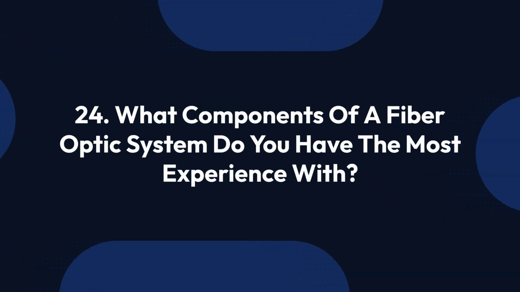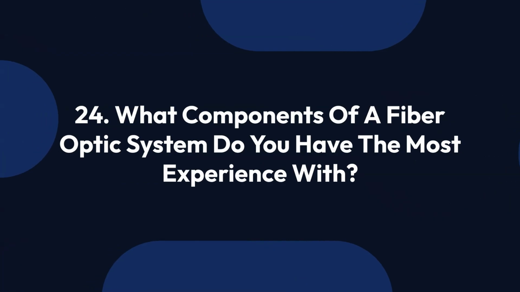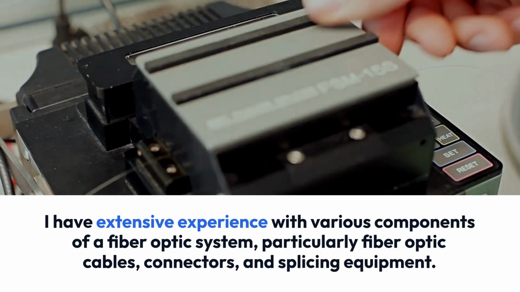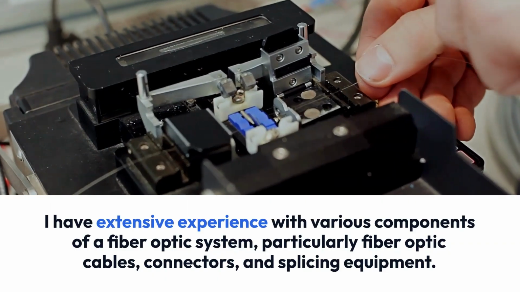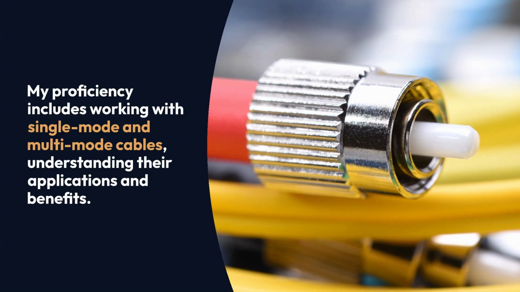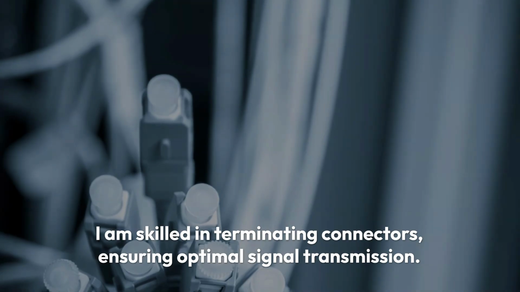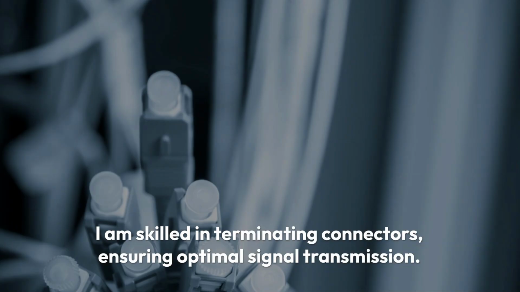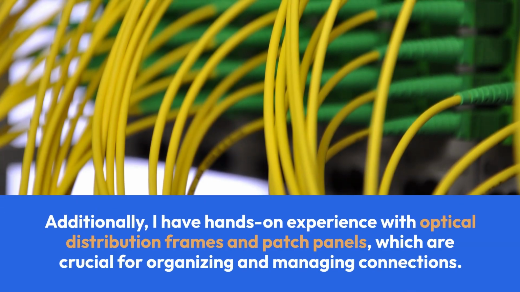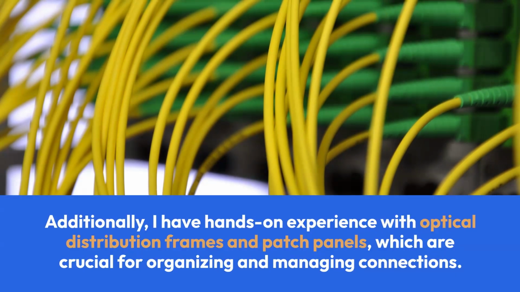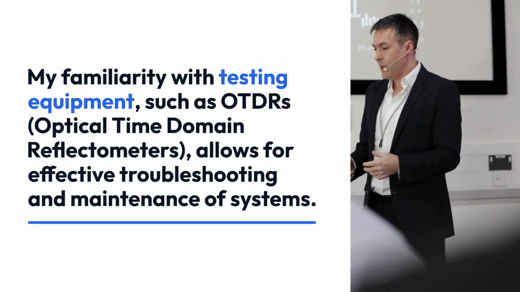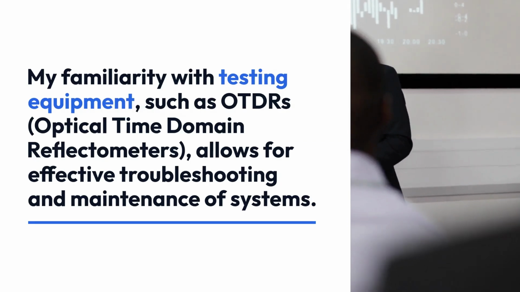24. What components of a fiber optic system do you have the most experience with? I have extensive experience with various components of a fiber optic system, particularly fiber optic cables, connectors, and splicing equipment. My proficiency includes working with single-mode and multi-mode cables, understanding their applications and benefits. I am skilled in terminating connectors, ensuring optimal signal transmission. Additionally, I have hands-on experience with optical distribution frames and patch panels, which are crucial for organizing and managing connections. My familiarity with testing equipment, such as OTDRs, optical time domain reflectometers, allows for effective troubleshooting and maintenance of systems.